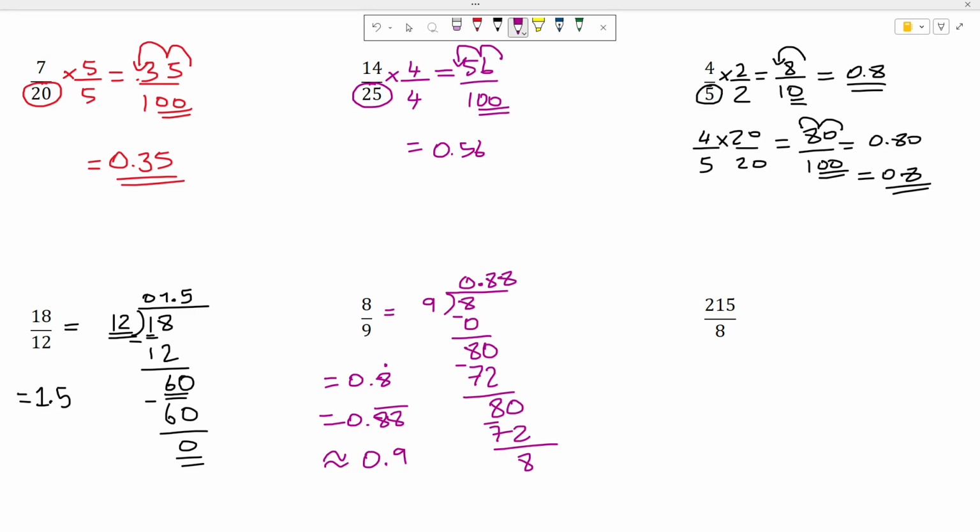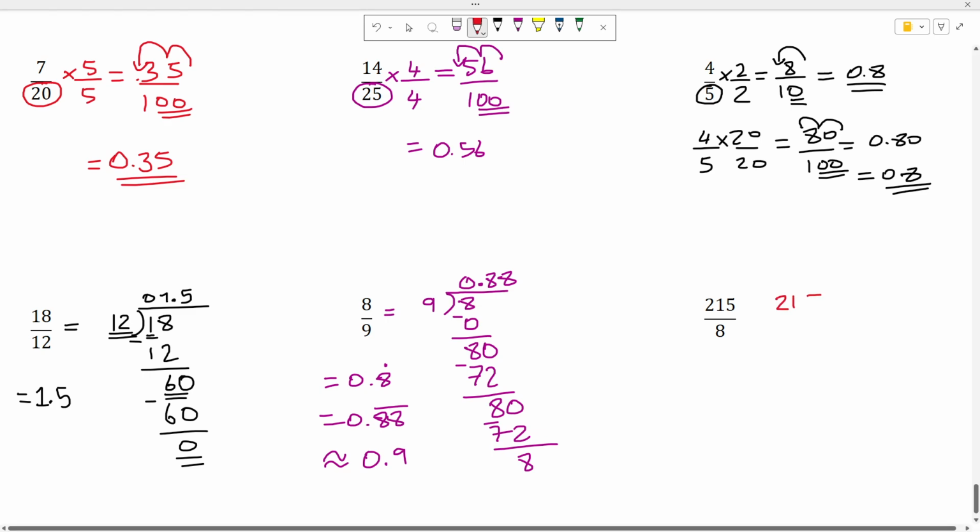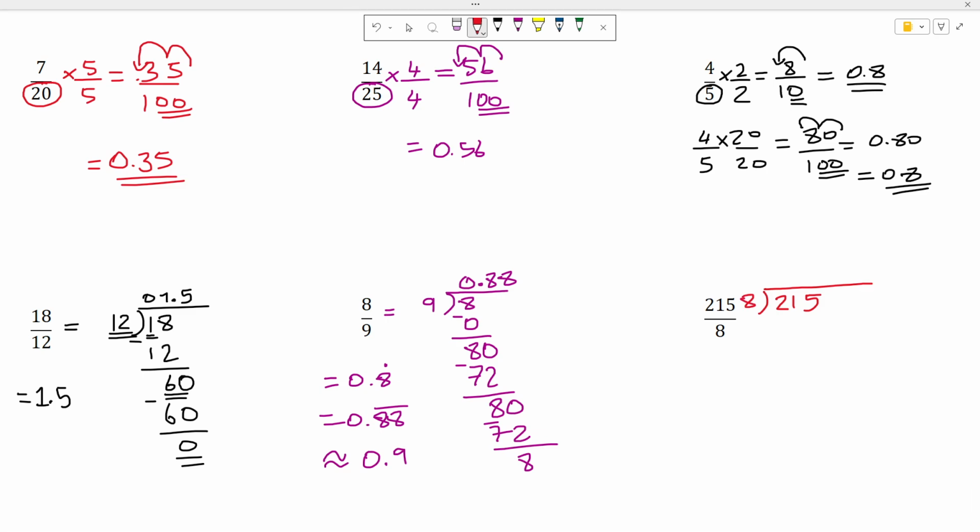All right, now let's go to the last question. So what we have, guys, we have 215. So let's write it down. 215 divide by 8, right? Now we know 8 cannot go in 2, so we're going to do nothing about it. Now let's look at 21. Now we know 8 times 2 is 16. 21 minus 16 is going to give us 5, right, guys?